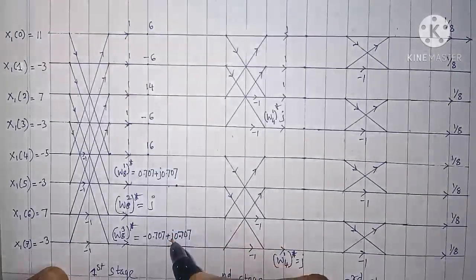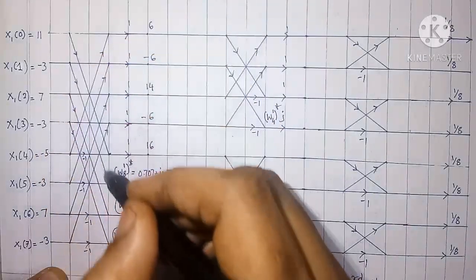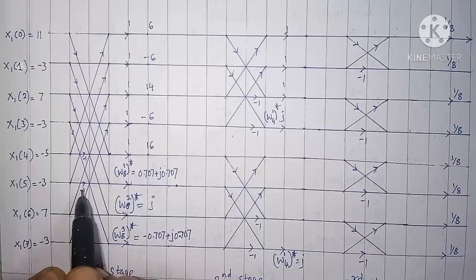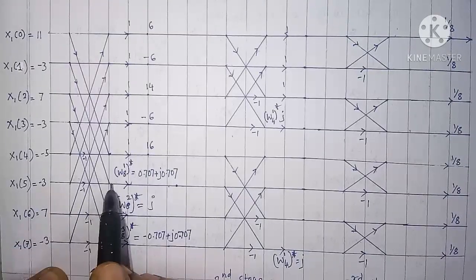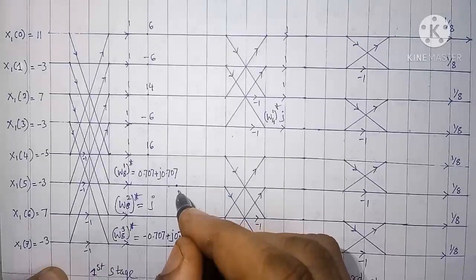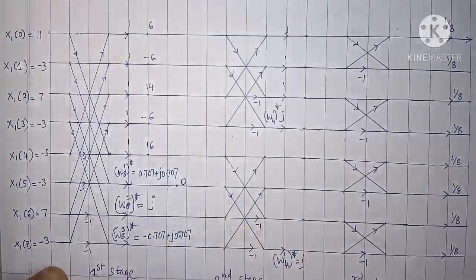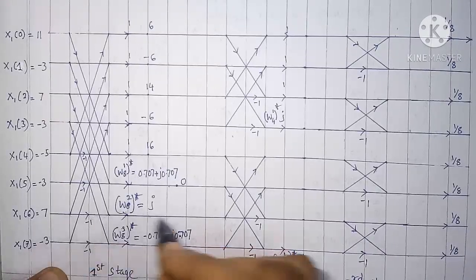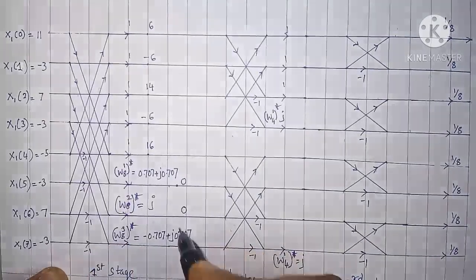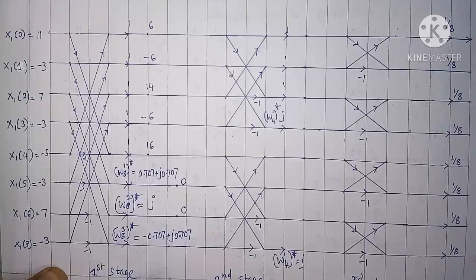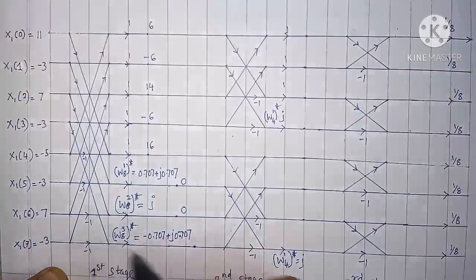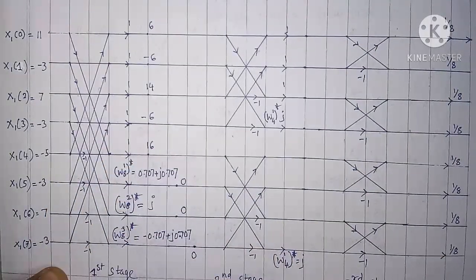At this point, output will be minus 3, minus into minus plus, minus 3 plus 3 will be 0. So here we will have 0 output. At this point, 7 minus 7, again 0. At this point, output will be minus 3 plus 3, again 0.